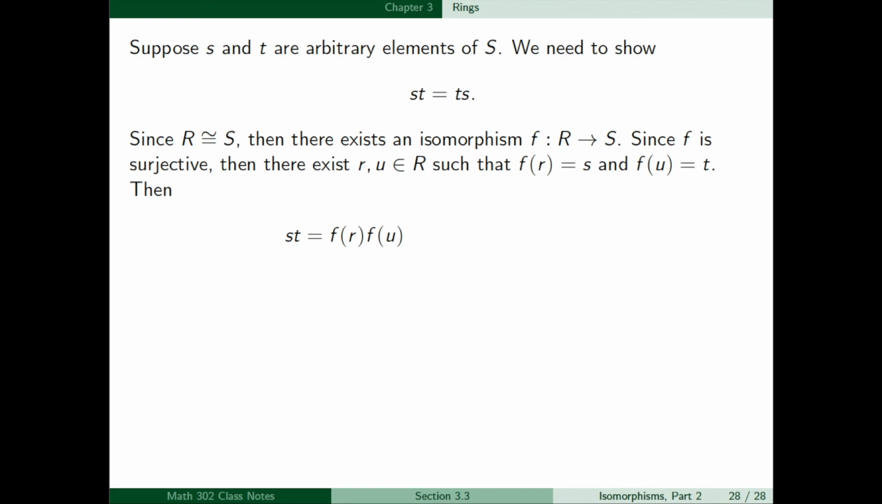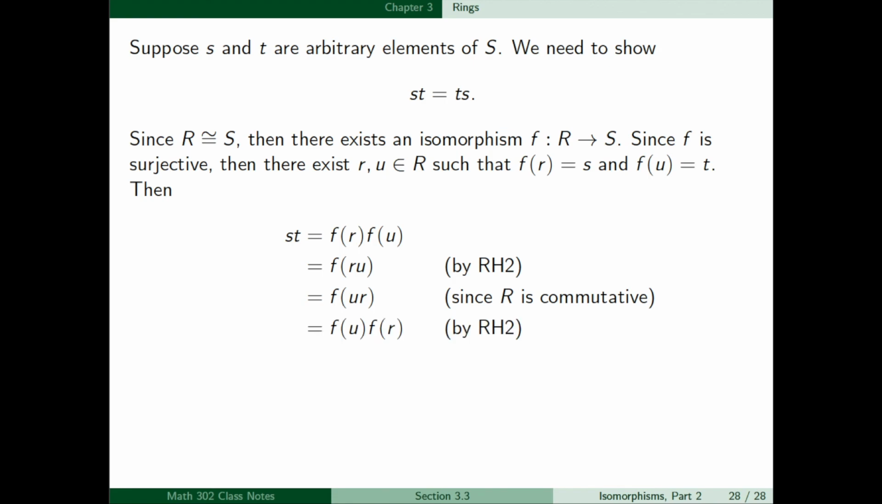Then s times t will be equal to F of r times F of u, which is equal to F of ru. That's by property RH2, the preservation of multiplication. And this is equal to F of ur, since R is commutative, and u and r are both elements of R. And this is equal to F of u times F of r, that's by RH2 again, and this is equal to t times s. So therefore S is commutative.